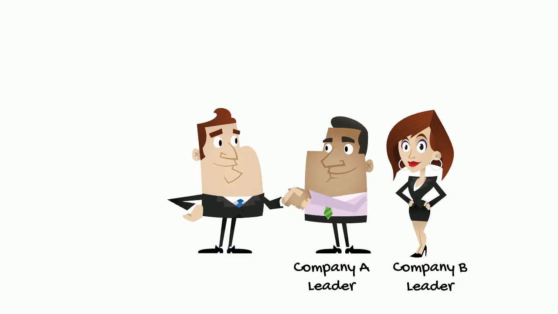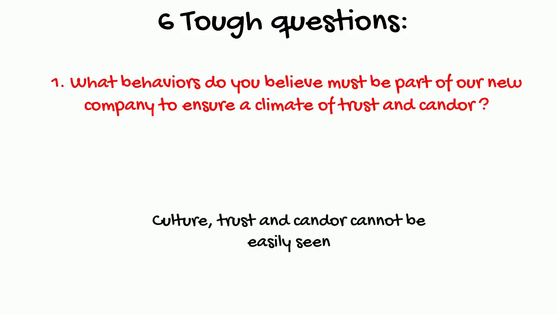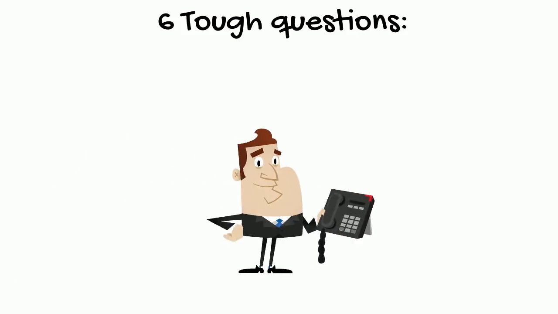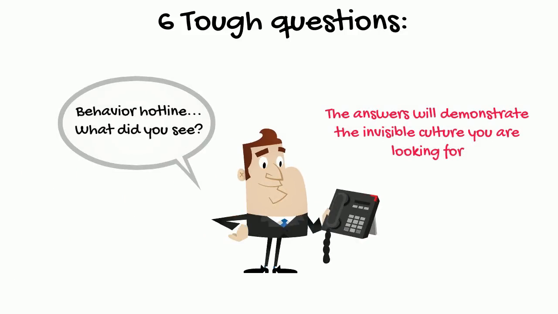He engages a couple of highly trusted leaders from each of the 2 former companies, and together they create 6 tough questions to be addressed by the group. 1. What behaviours do you believe must be part of our new company to ensure a climate of trust and candour? This question sets out to reveal culture, trust, and candour, which are not things you can easily see. If the question asks about behaviour, then the answers to the question will demonstrate the invisible culture you are looking for.